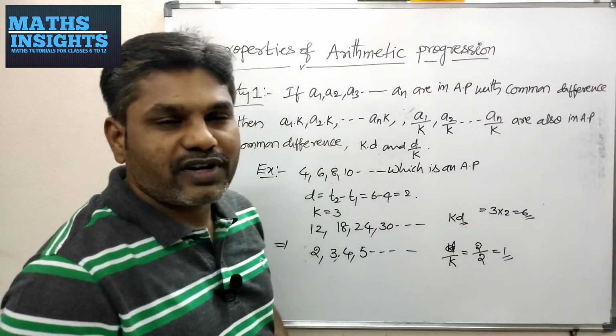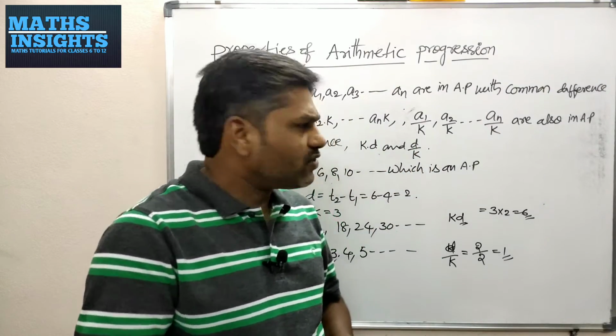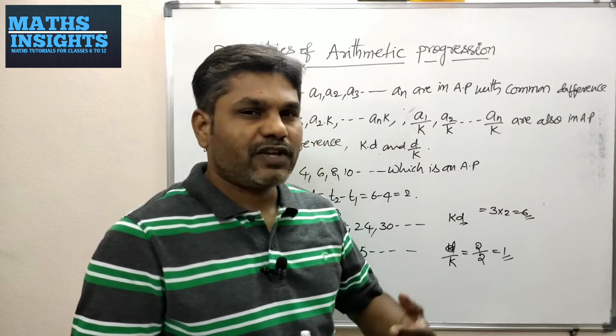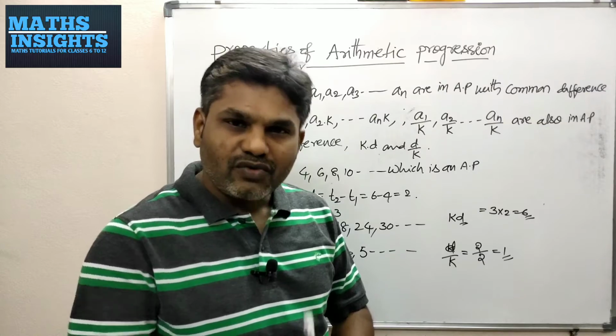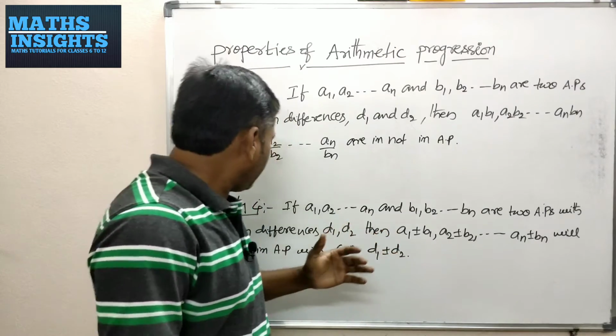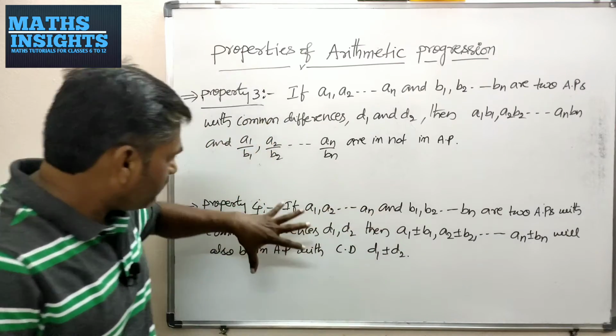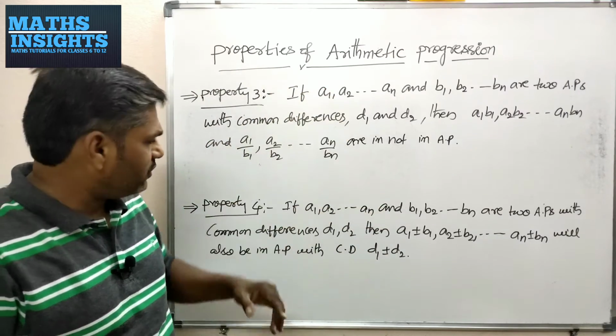So this is a very important property. Students don't know whether you will get an AP if you multiply all the terms of an AP with a constant term. Now property number 3. Properties number 3 and 4 are very important. First I will explain this one, then I will come back to this one.